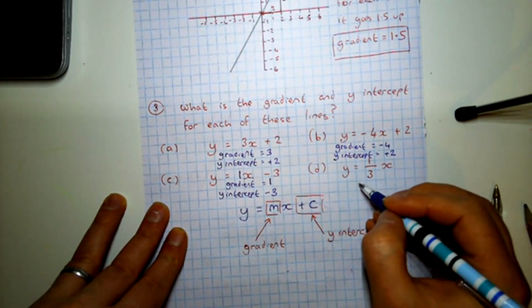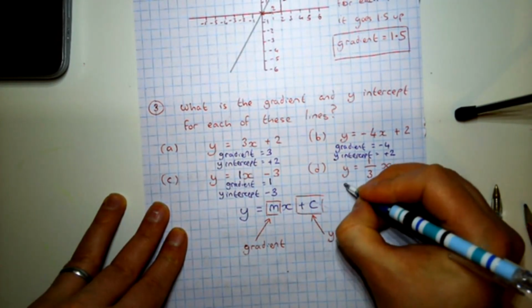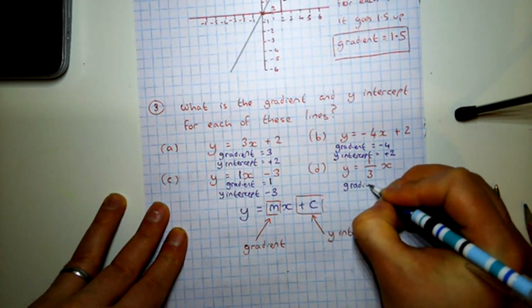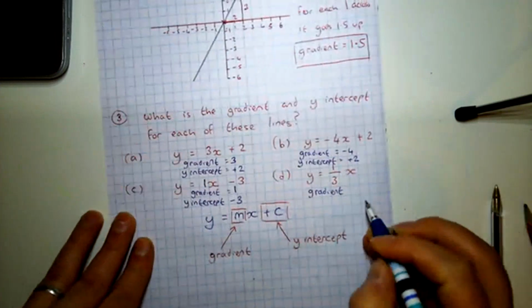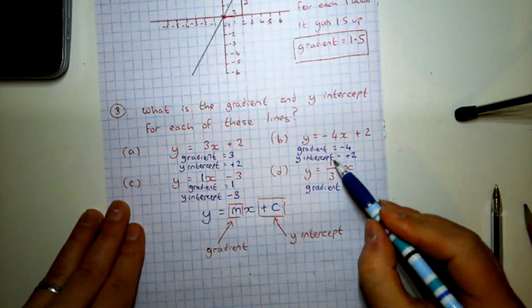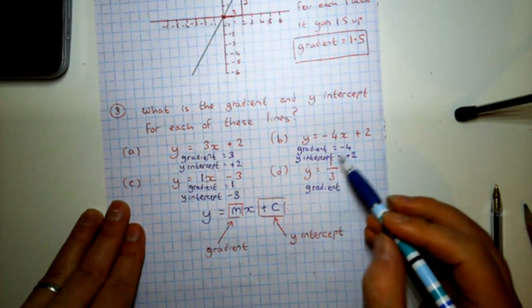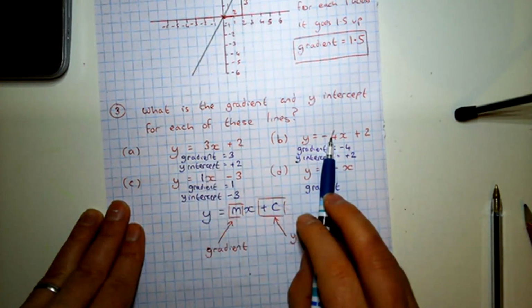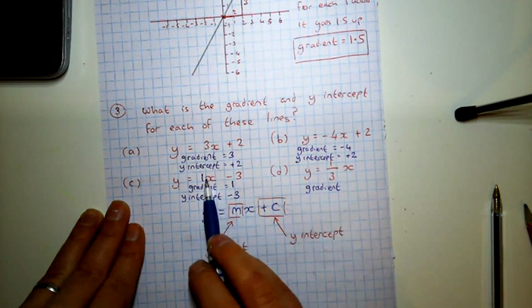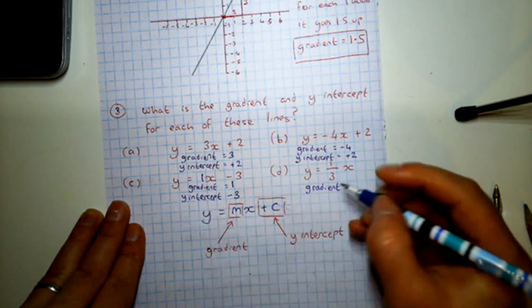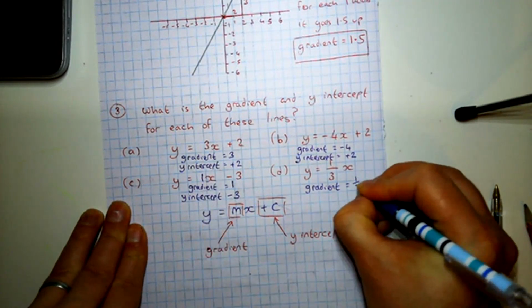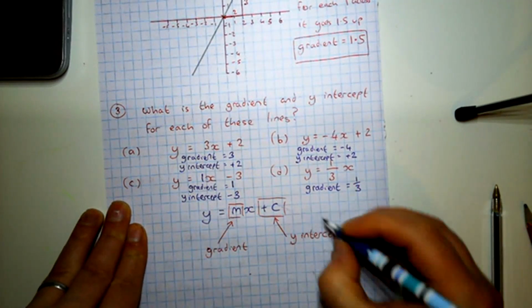Then for my next one, my gradient is going to be 1/3. There's no reason why a gradient has to be a whole number. It can be a whole positive number, a negative number. It can be 1. That's the tricky one there. It can be 1/3. There's nothing stopping it being a fraction.